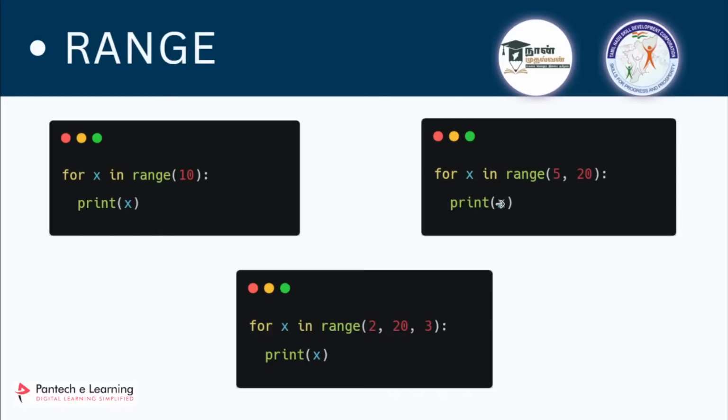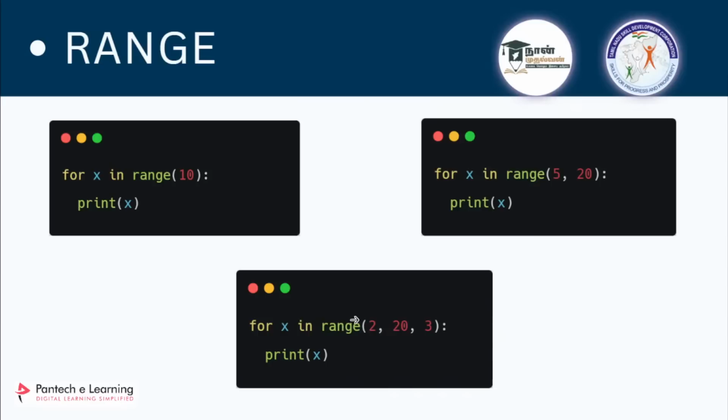So it is 5 to 19. It will start from the number you mentioned, but the ending one will be one step before. It is similar to slicing. In slicing we have done that, right? The ending will be one step before.